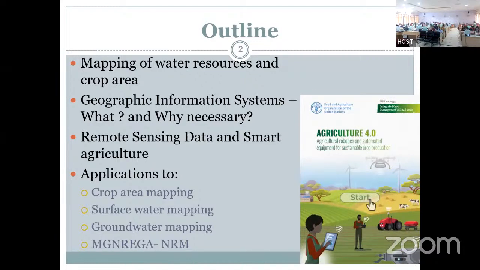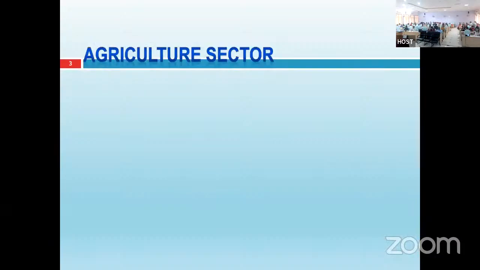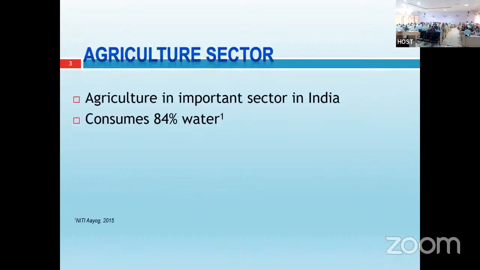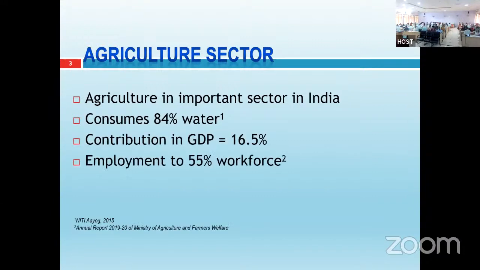This is also in line with my part of the talk yesterday, which was ICT and IoT tools for agriculture 4.0. Let's look at the agriculture sector. It is one of the most important sectors in India. It consumes about 84% of the total water. We are an agrarian nation, and you are the best universities working for agriculture and farmers. But what is missed is that 84% of water is not contained or conserved anywhere. The contribution to GDP is only 16.5%, even though 84% of water is used.